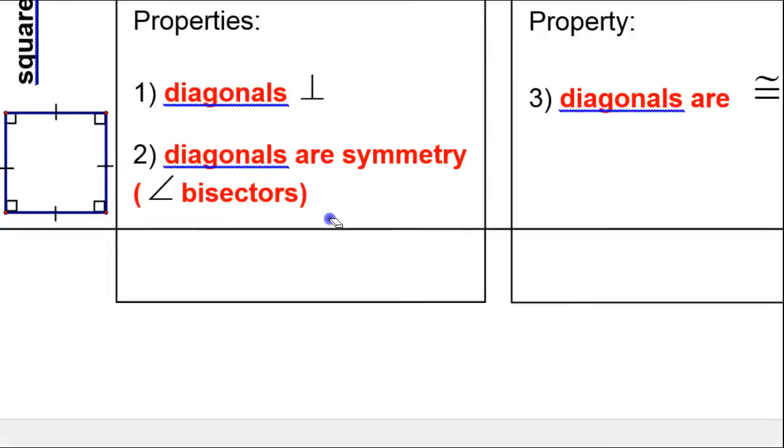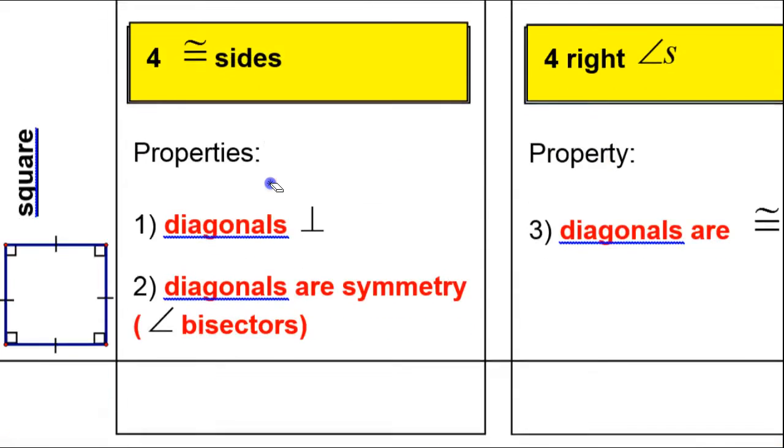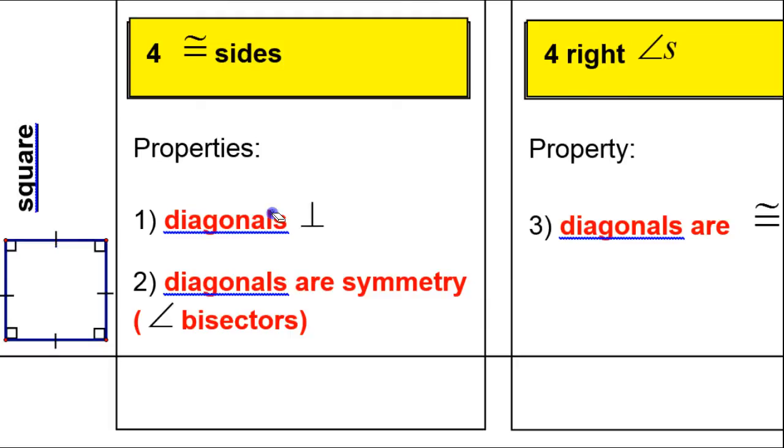Okay, now don't forget about a square. I put it off to the side here. Don't forget, a square is a rectangle and a rhombus. So a square is going to have all three properties. A square is going to have diagonals that are perpendicular. A square is going to have diagonals that are angle bisectors. And a square is going to have diagonals that are congruent. All right, a square has all of those properties.